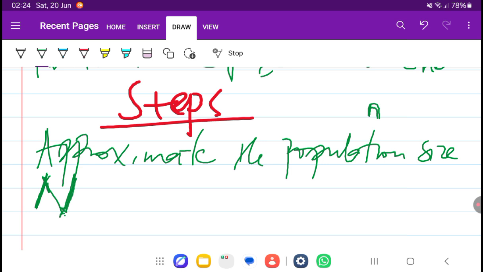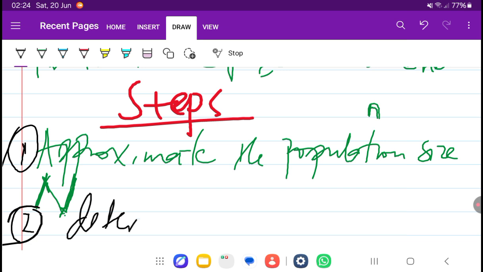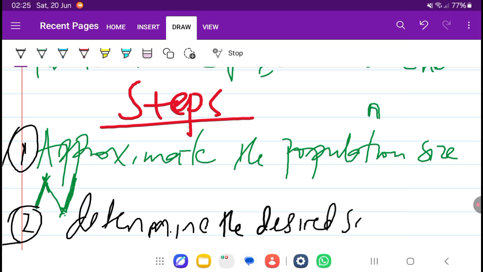So, as long as you know the population size, then the next thing that you are going to do, because this is the first step, the second step is to determine the desired sample size. We say the sample size is represented by small n.